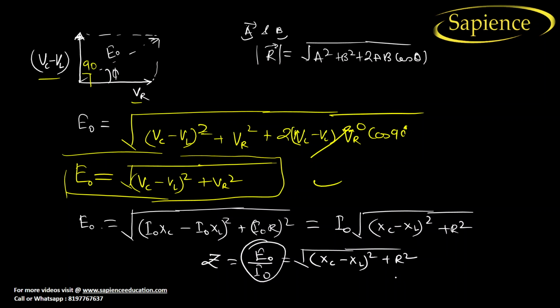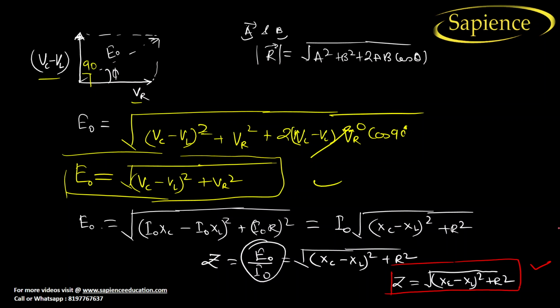So finally impedance can be written as root under Xc minus XL whole square plus R square. So this is the impedance equation. This equation is for impedance. So I hope you have understood this, right?